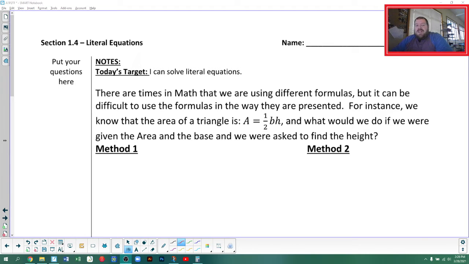Today we're talking about literal equations, okay? And it's a very widely used application of solving equations. And so let's get right into it.